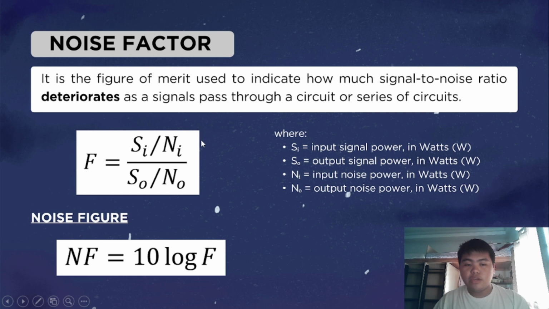Also, once we find the noise factor, we can also identify the noise figure, which can be described as 10 log F, where F is the noise factor and NF is the noise figure.